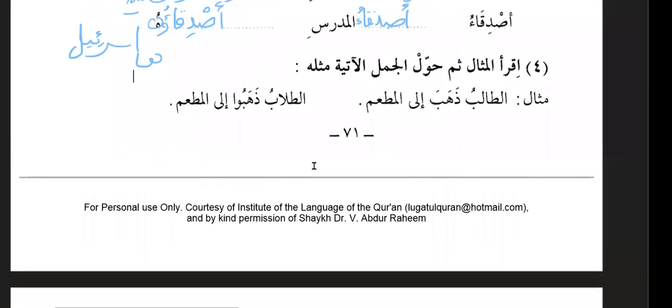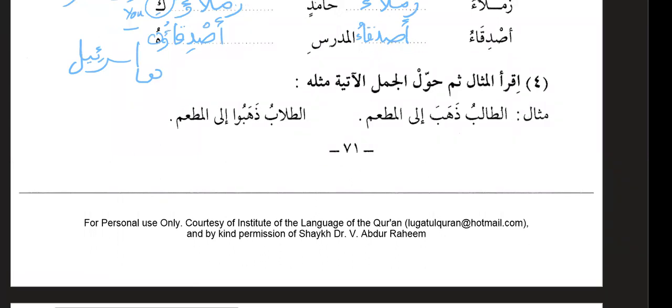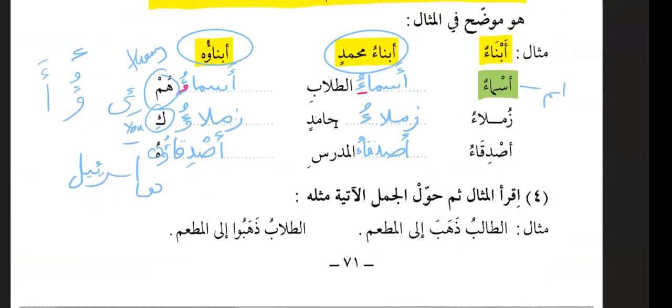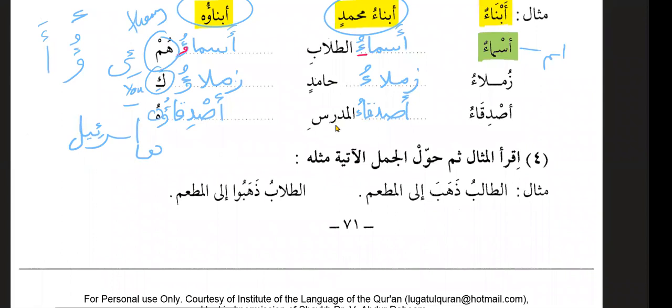Okay, so for the last one, we'll do this one and then we'll complete this lesson. We don't want it to go too far. So this lesson is probably going to go into about 3 or 4 lessons. It's a long lesson. So التمرين الرابع, اقرأ المثال.